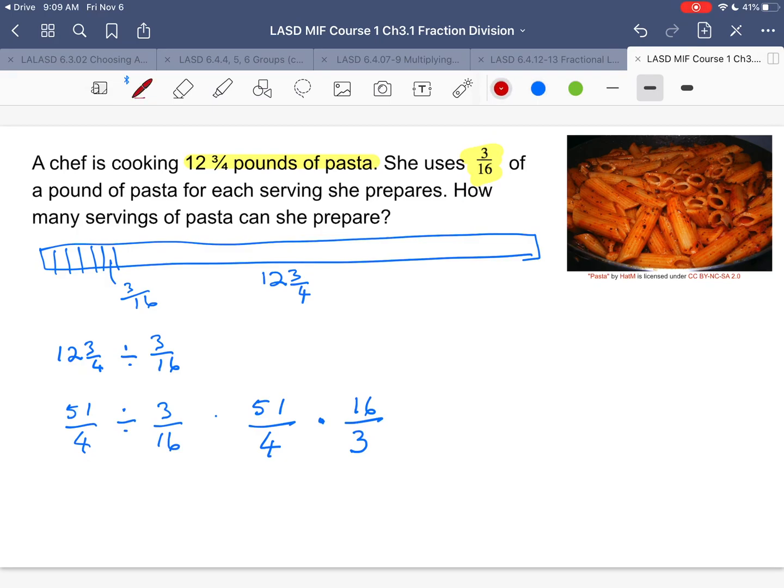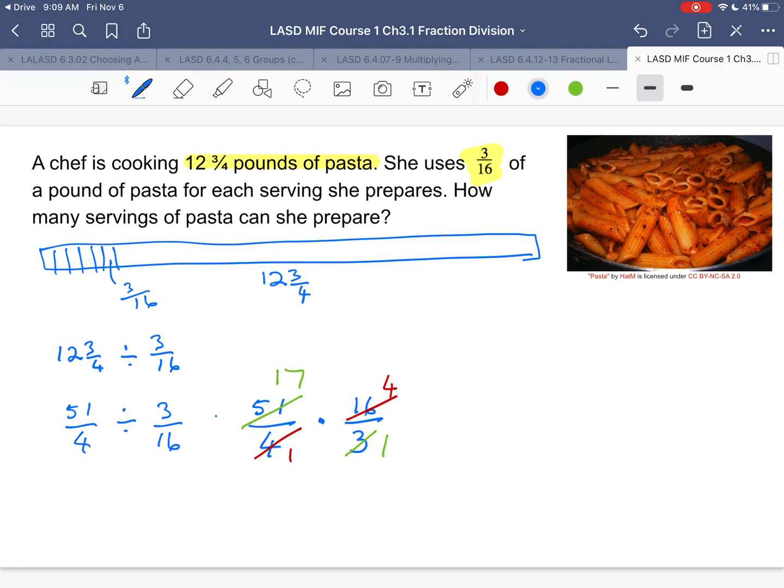So 4 in the denominator and 16 in the numerator, I can cross cancel there because there's a common factor of 4. So 4 divided by 4 is 1, 16 divided by 4 is 4. And also I can do cross cancelling with 51 and 3, because the greatest common factor of both of these numbers is 3. So 3 divided by 3 is 1, and 51 divided by 3 is 17.